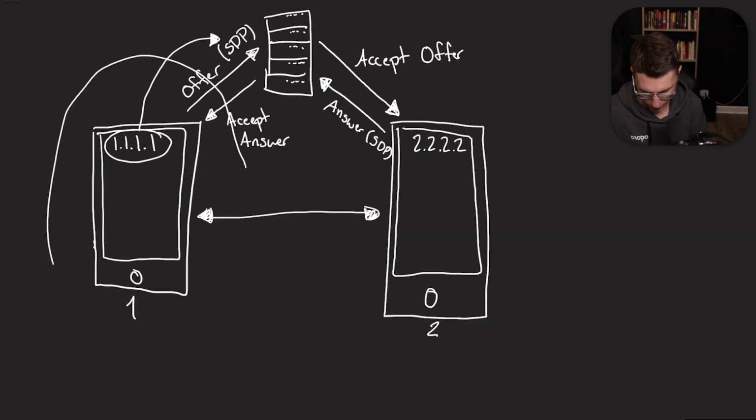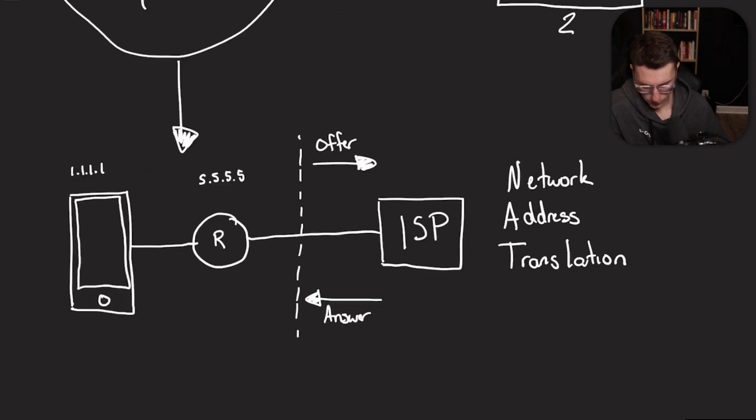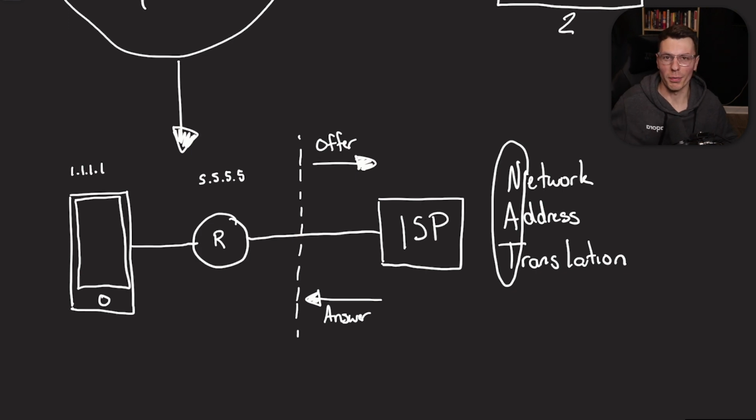Let me redraw this portion of the diagram down here. So the reason it gets a little bit more difficult is because of a NAT, which stands for Network Address Translation. So basically, whenever you send something out of your device, your computer, your phone, whatever, that address of that specific device gets hidden from the rest of the internet. The offer and the answer goes out to the ISP and comes back from the ISP.